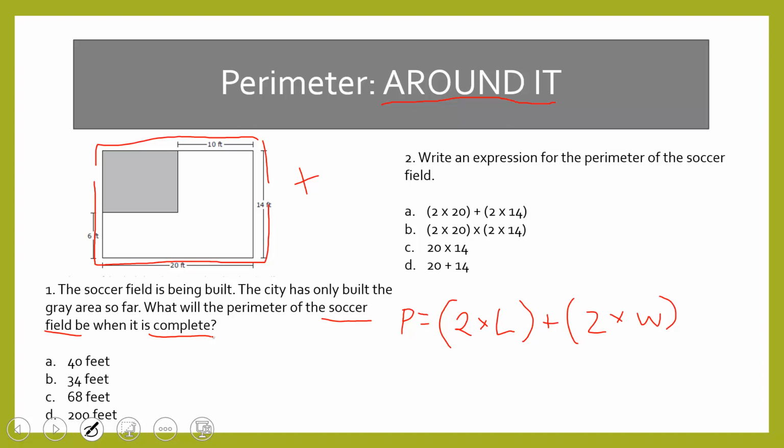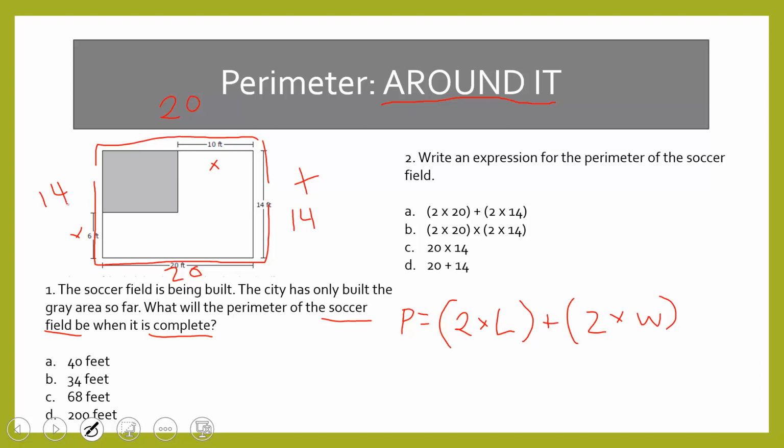This is the cool part. Here's the length, which is 20 feet. Here's the width, which is 14. Now, you may be confused because this says 10 and this says 6, but if we know that this is a rectangle, you can automatically label 20 and 14.